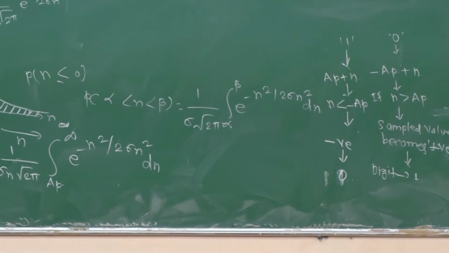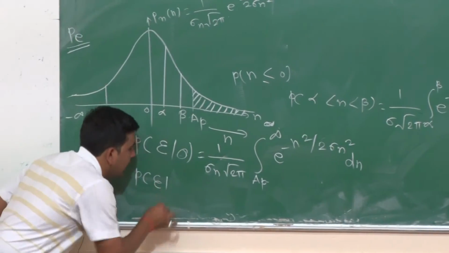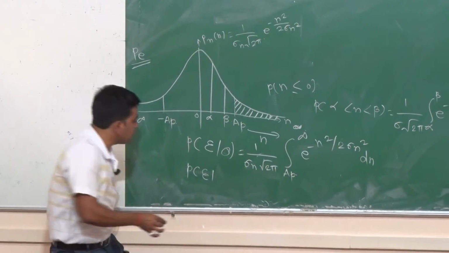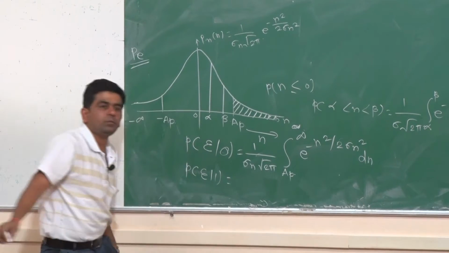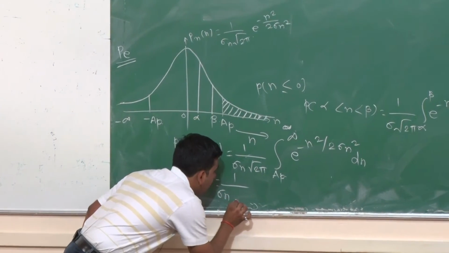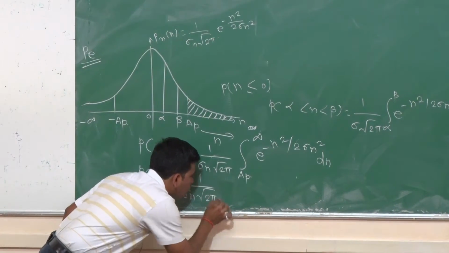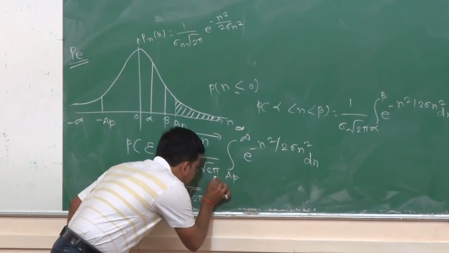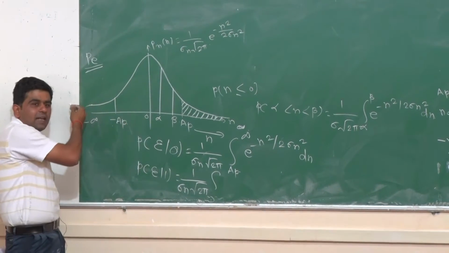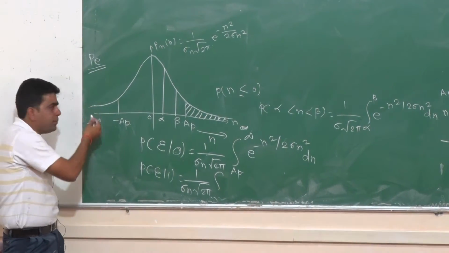Similarly here, the probability of getting error when 1 is already transmitted. This is conditional probability, which is given as 1 by sigma n root 2 pi integration. Now here, n is less than minus AP, this area.